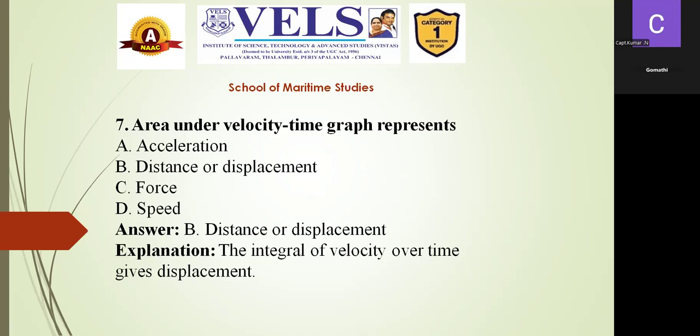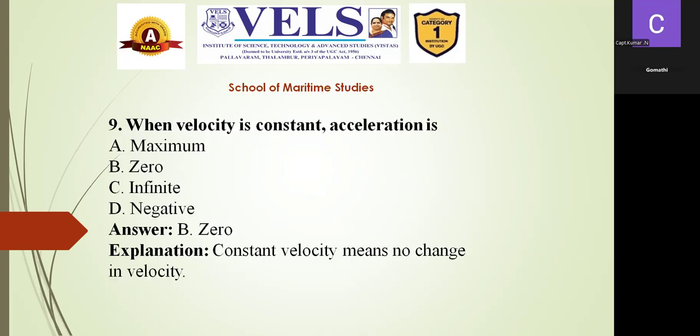Seventh question is, area under the velocity and time graph represents the distance or displacement. The answer is option B, because the integral of velocity over time gives displacement.